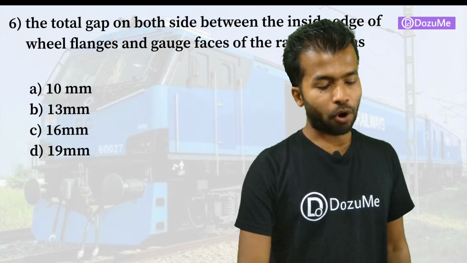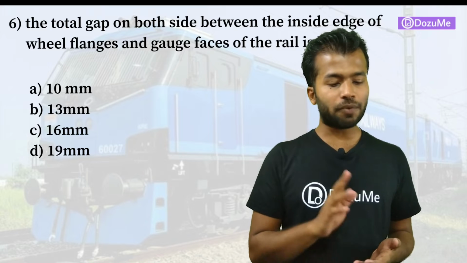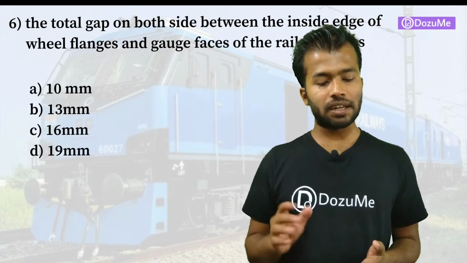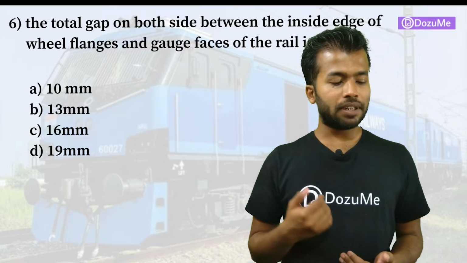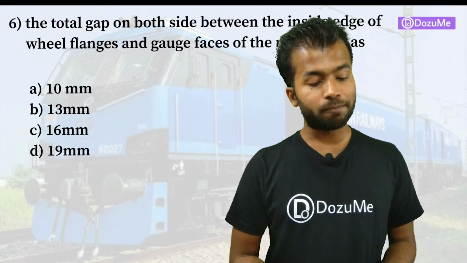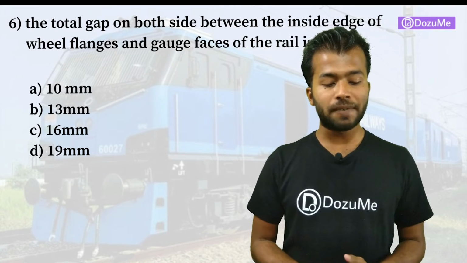Question number 6. The total gap on both sides between the inside edge of wheel flange and gauge face of the rail is kept as 10 mm, 13 mm, 16 mm or 19 mm. The total gap on both sides, the inside of wheel flange and gauge face.